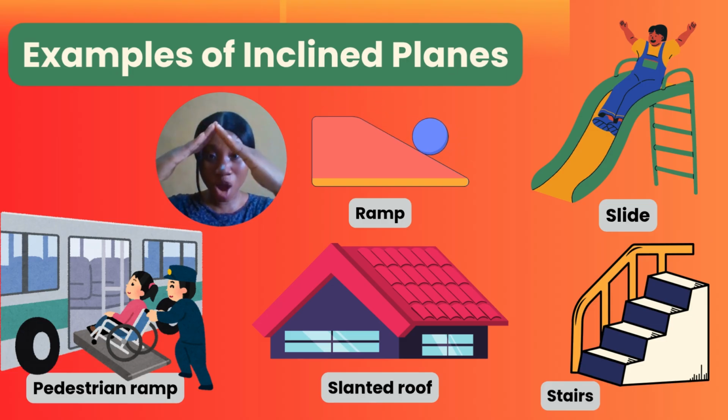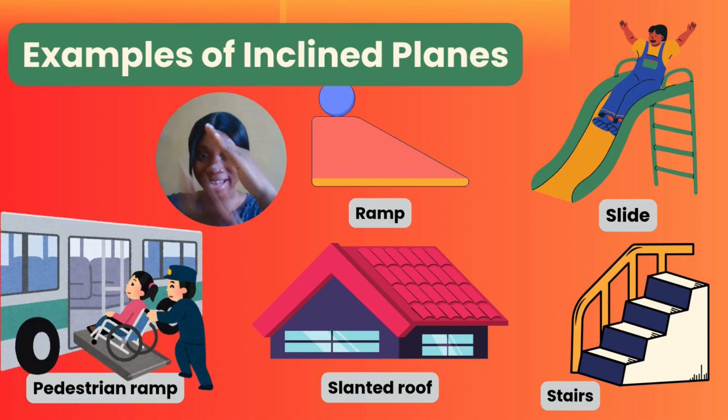Another example you have is a roof. You can see the shape of your roof: higher end, lower end, higher end, lower end. So your slanted roof is another example of an inclined plane. Anything that is in a sliding position is an inclined plane.